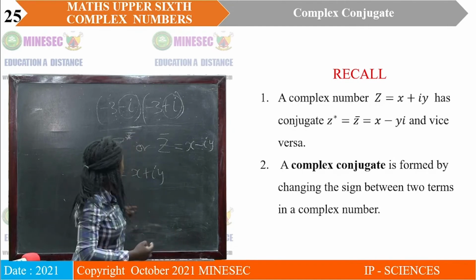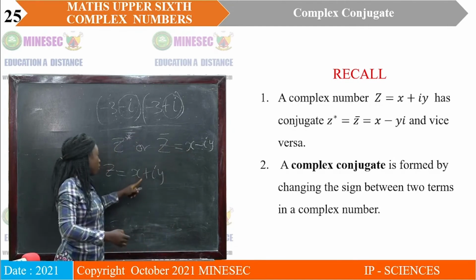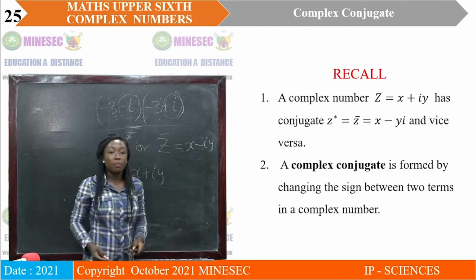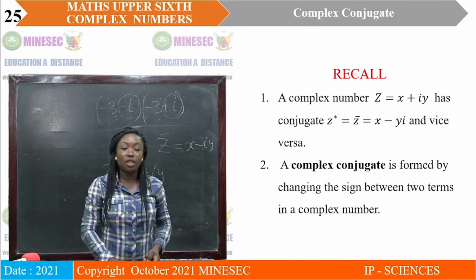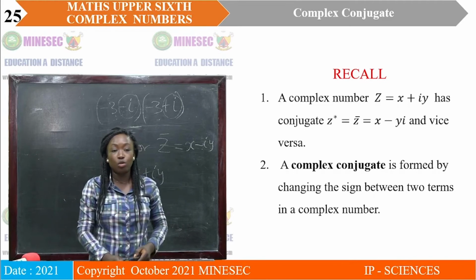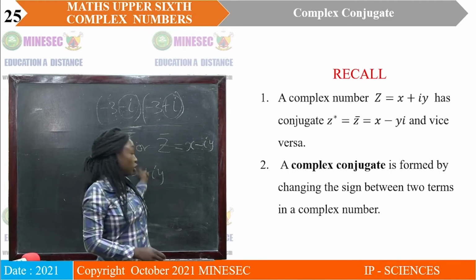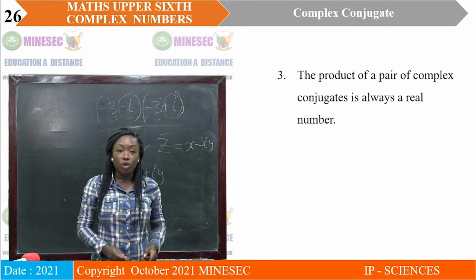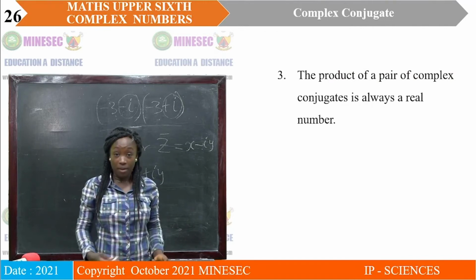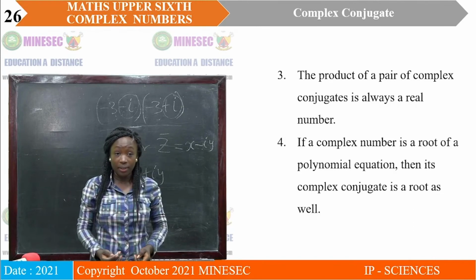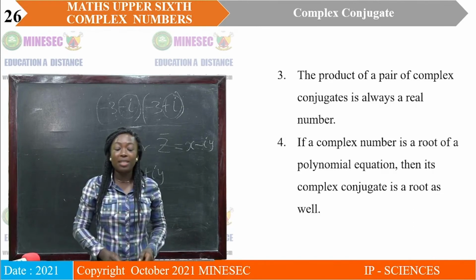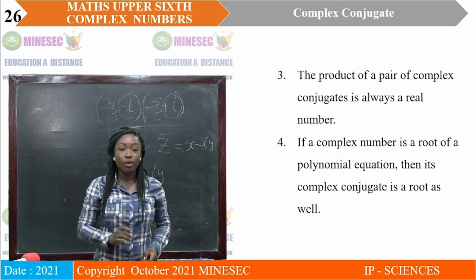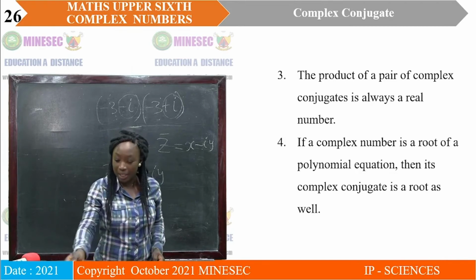And vice versa, this is the conjugate of this, the same as this is the conjugate of that. A complex conjugate is formed by changing the sign between two terms in a complex number, just what I've explained. The product of a pair of complex conjugates is always a real number, from the activity that we did. If a complex number is a root of a polynomial equation, then its complex conjugate is a root as well.